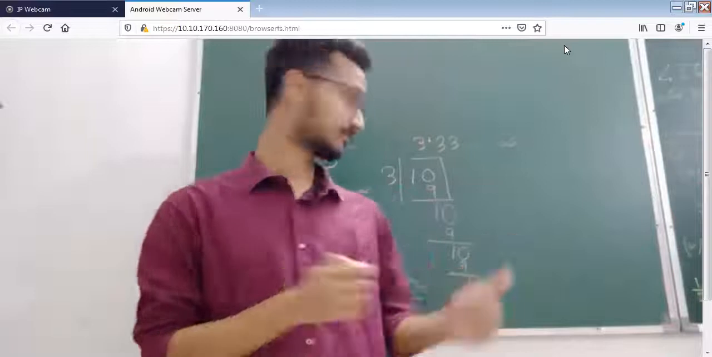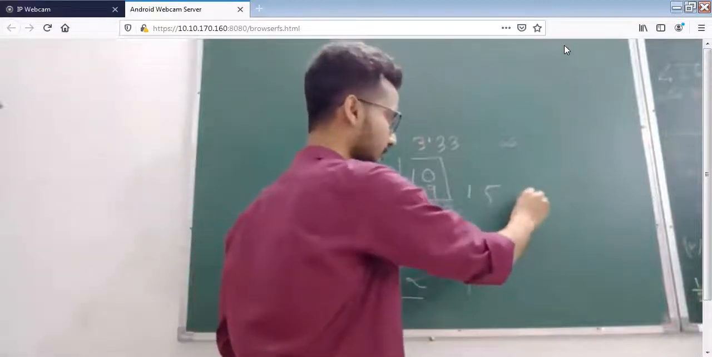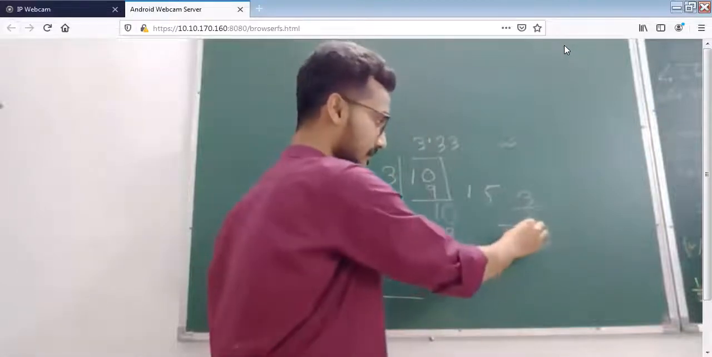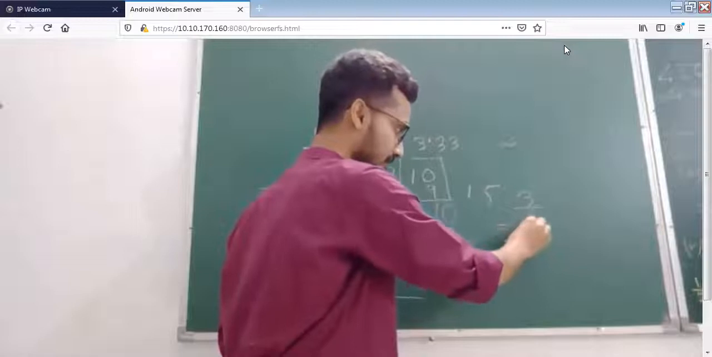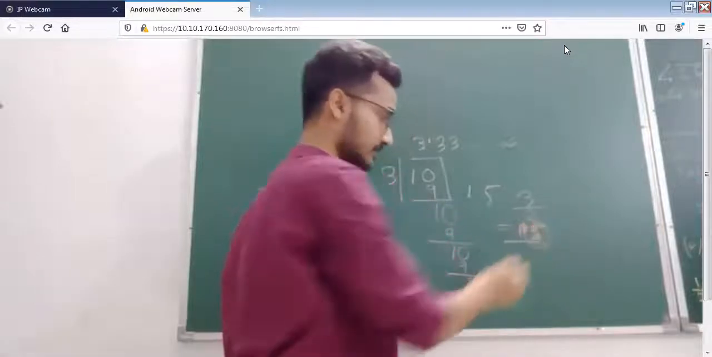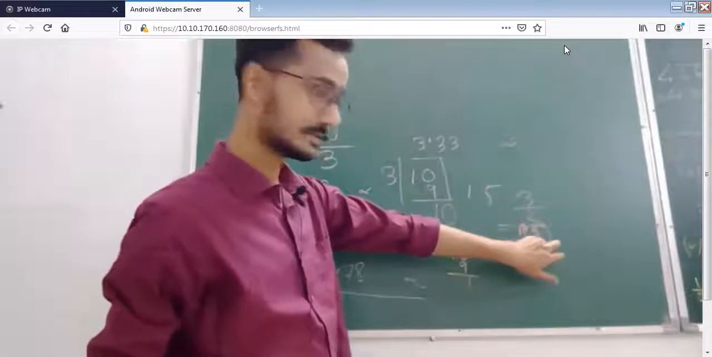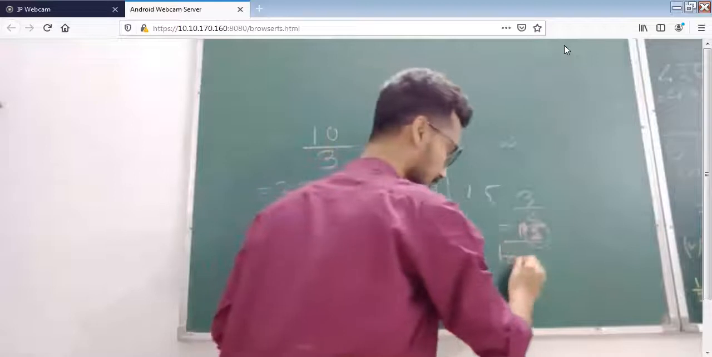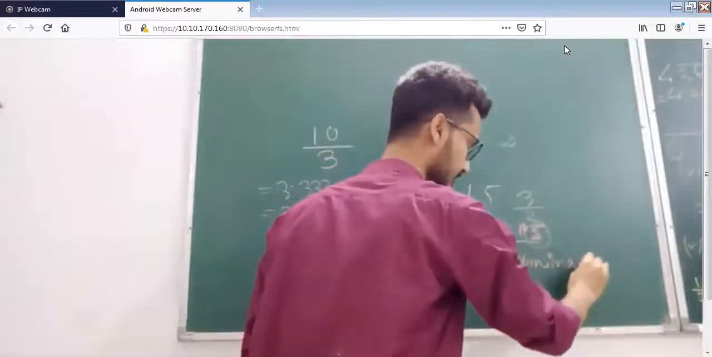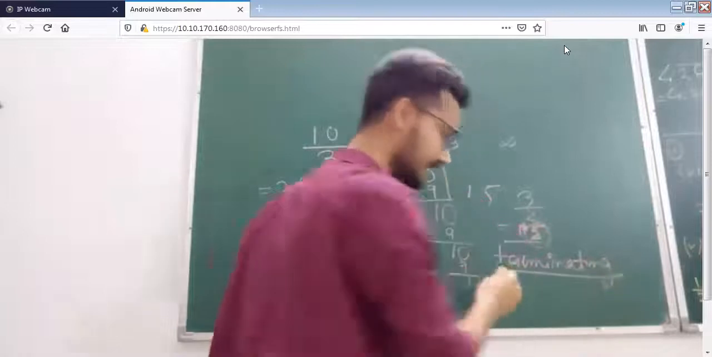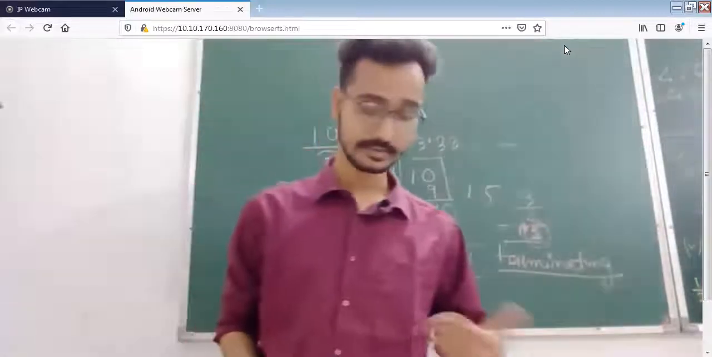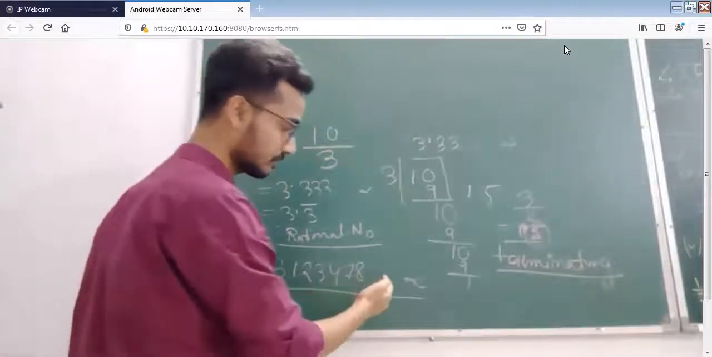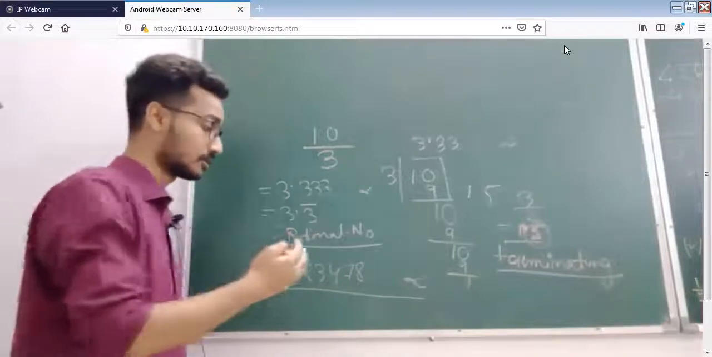Terminate means end. Suppose 1.5. When you divide 3 by 2, it will be 1.5. So it will end after one decimal, that means after the decimal one digit. Yes or no? So 1.5 it will end. That's why it is a terminating number or terminating digit. Understand? Terminate means end. But here it is non-terminating. That means we can't say whether it will end. So that's why it is known as non-terminating.